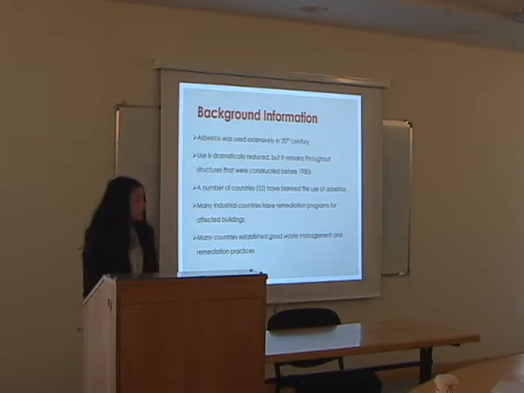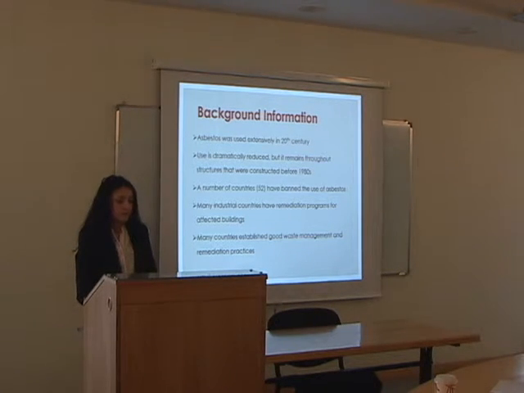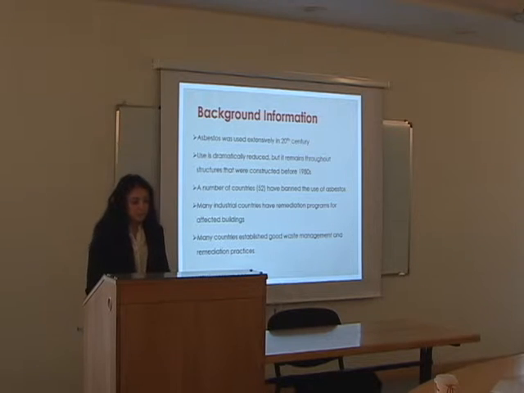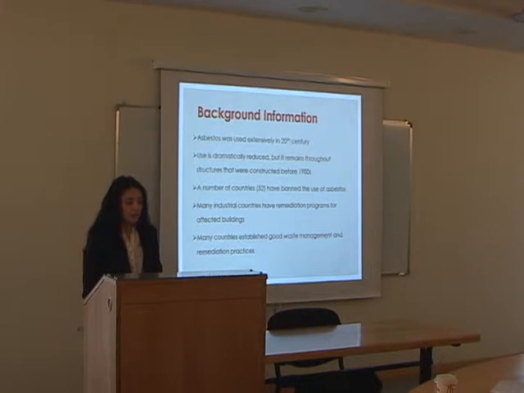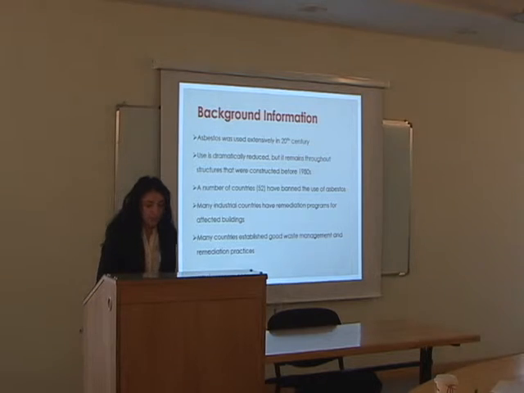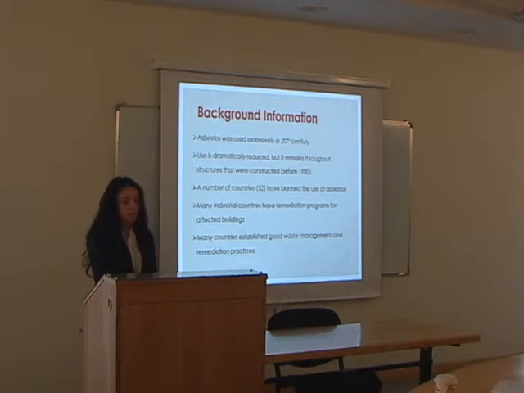Asbestos was used extensively in the 20th century, and although its use has been reduced dramatically, it is still used in many countries, and it remains in structures that were constructed before the 1980s. Approximately 52 countries have banned asbestos use, but there are still countries that even produce it. Many industrial countries have remediation programs for affected buildings, and many countries have established good waste management and remediation practices.